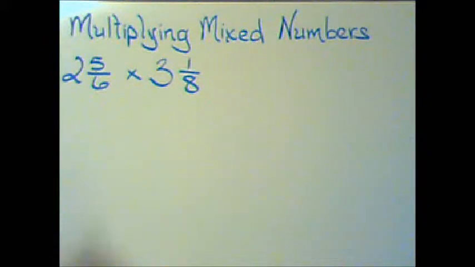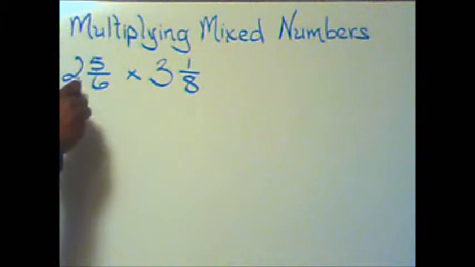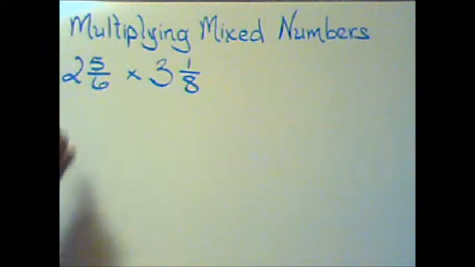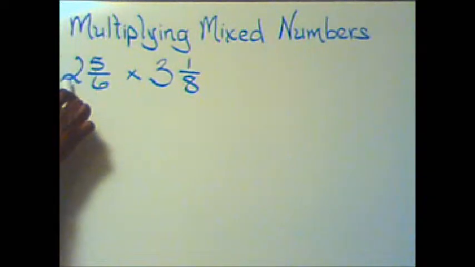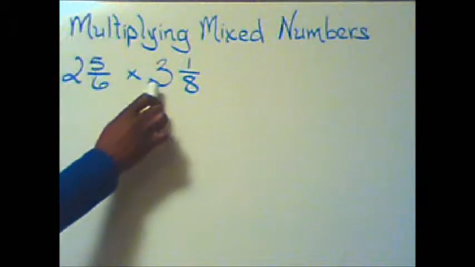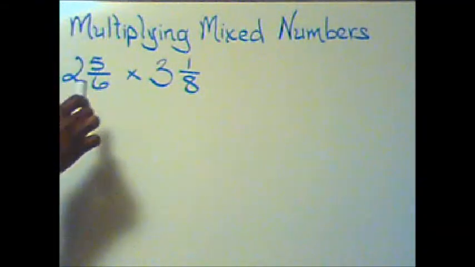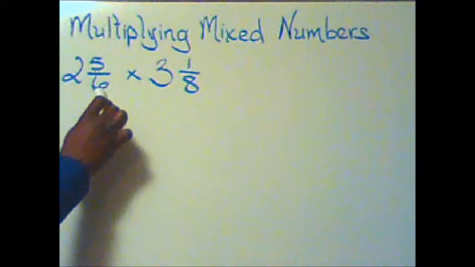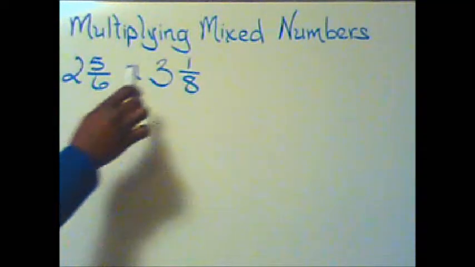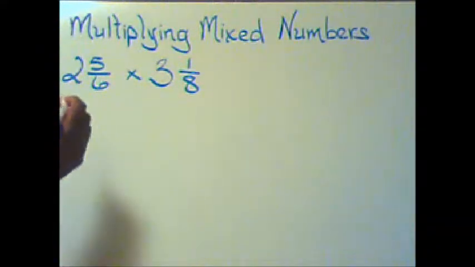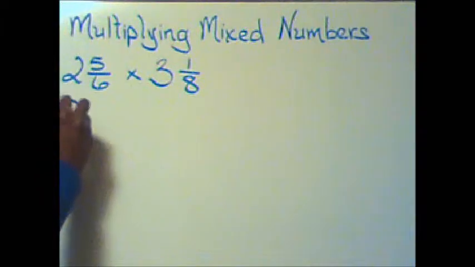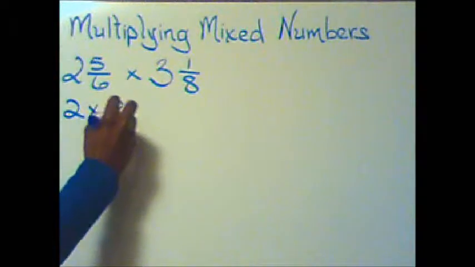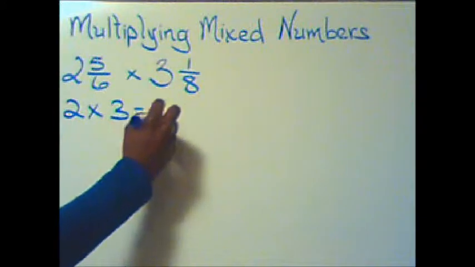The first way we can solve this problem is by multiplying our whole numbers first. Then we're going to multiply 2 times 1/8, 3 times 5/6, and lastly we will multiply our fractions and add everything together. So let's start. 2 times 3 equals 6.